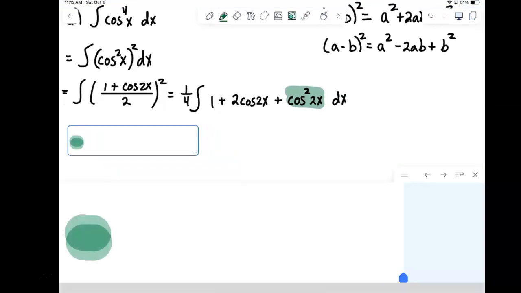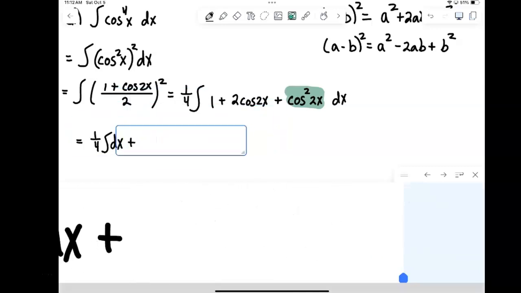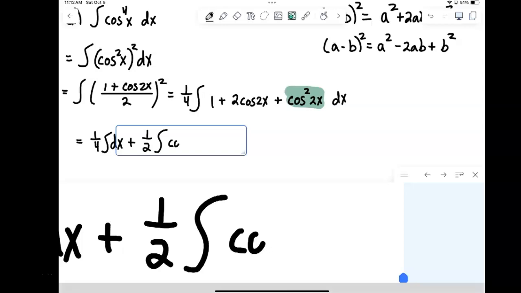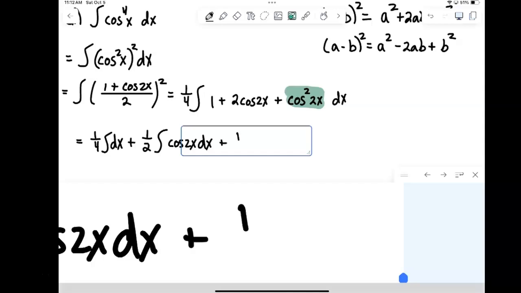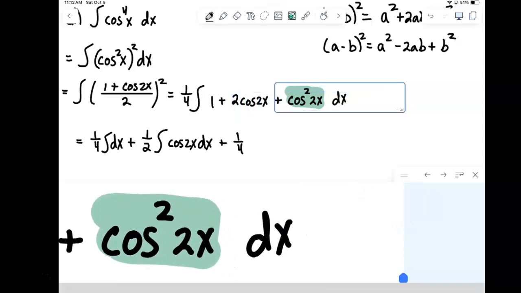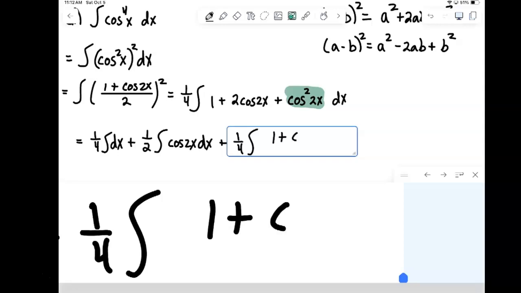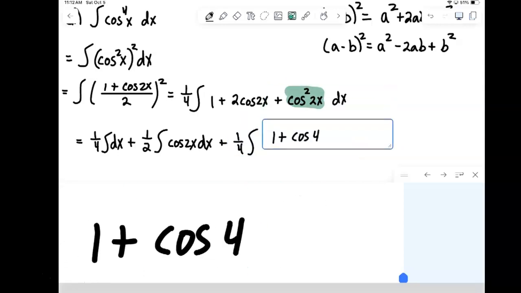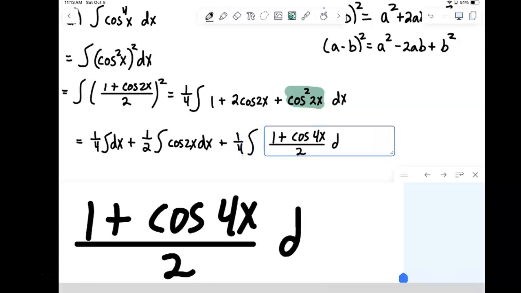On the one hand here, I would have 1/4 integral dx plus 1/4 times 2, which is 1/2, integral of cosine 2x dx, plus 1/4. And then for cosine squared, I have to use the identity again: 1 plus the cosine of twice the angle. In this case, it's going to be twice 2x, all over 2. So 1 plus cosine of twice 2x, which will become 4x, all that over 2, dx.